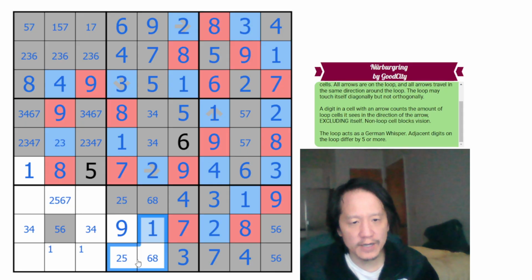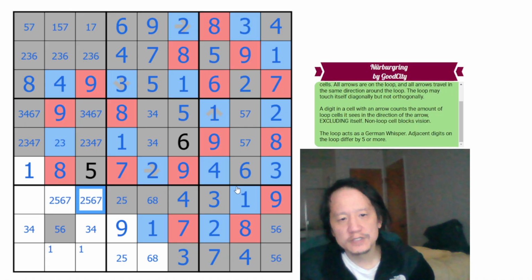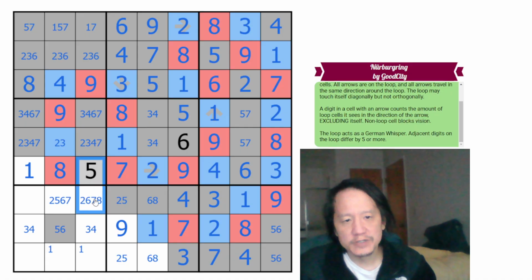If it goes this way, it has to be 8, 2. That seems fine. This is 3 or 4. One of these is on the loop. One of them is not. This is 2, 5, 6, 7, 8, but no 5 is allowed because of that. This is 2, 5, 6, 7, 8 also, but no 8.